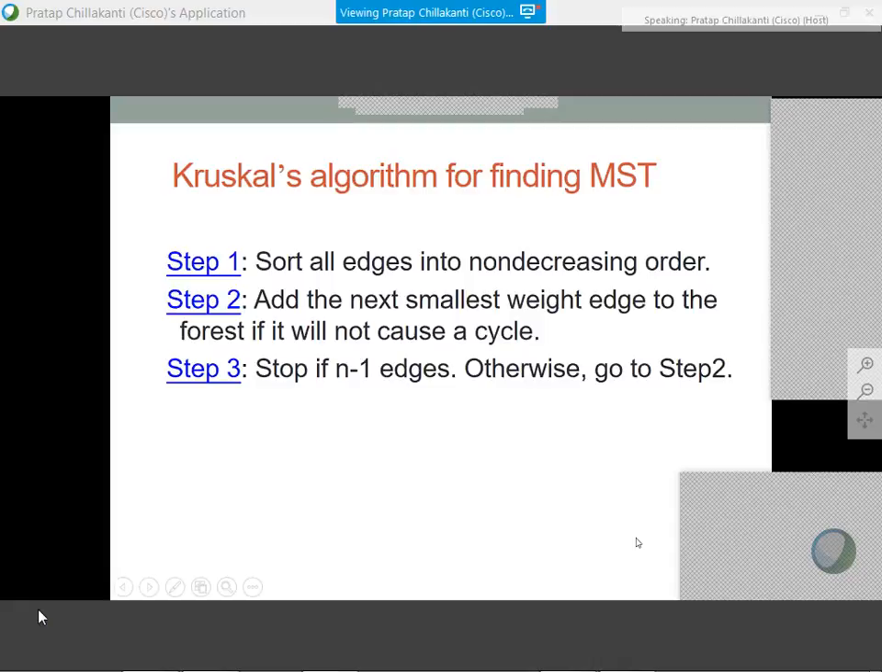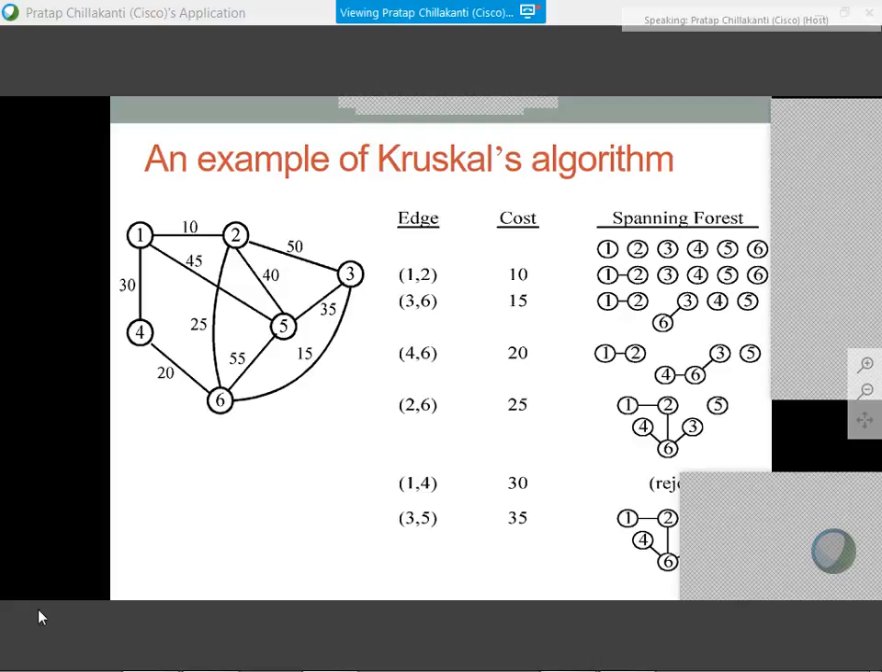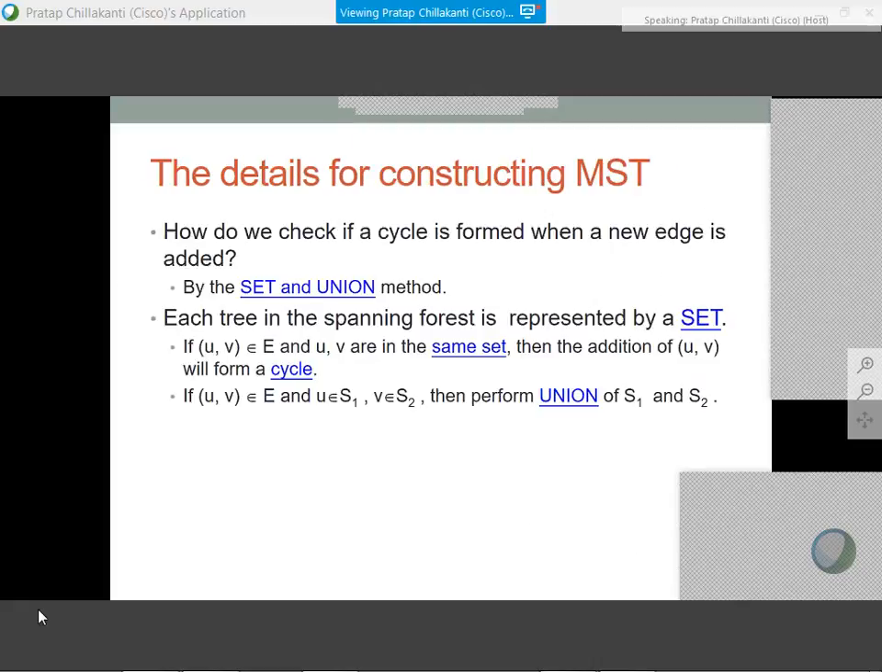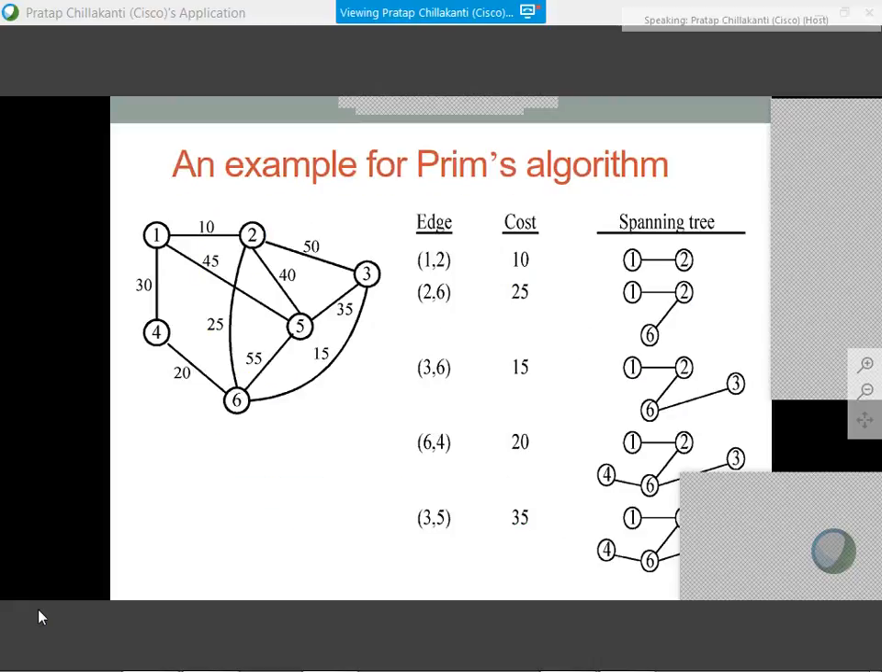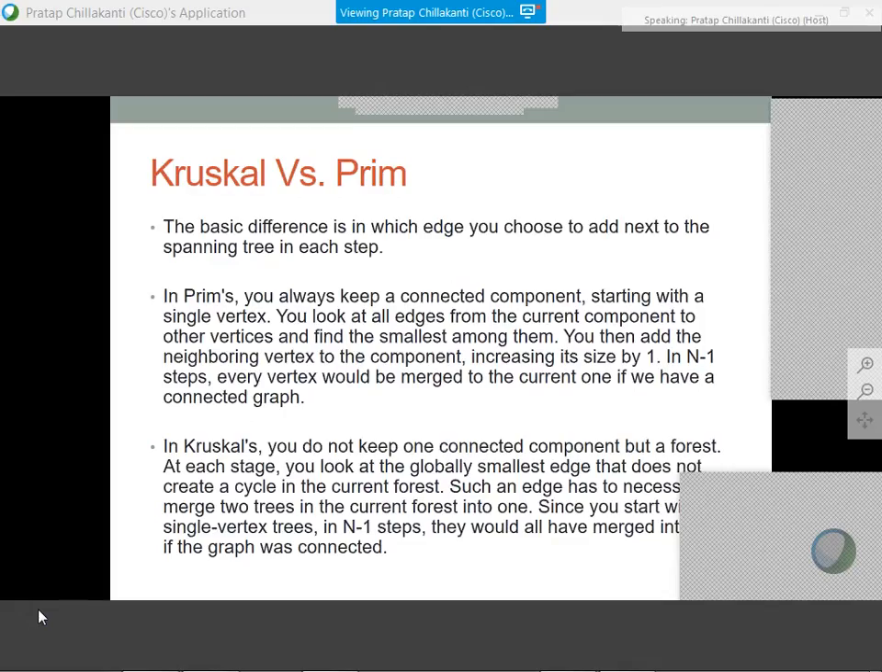We'll check, okay? So again, here are the steps for Kruskal, okay? And then as one of the colleagues pointed out, stop if n minus 1 edges. You already came up to n minus 1 edges, okay? Because you need to have an exit criteria, right, to come out of the loop. Okay, I have the Kruskal example here and I have Prim's example here. Okay, I'm skipping them here because I wanted you to go back and work on them, right?